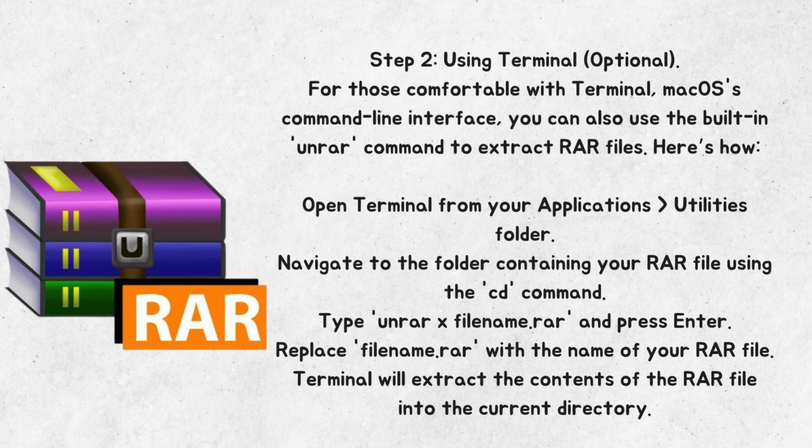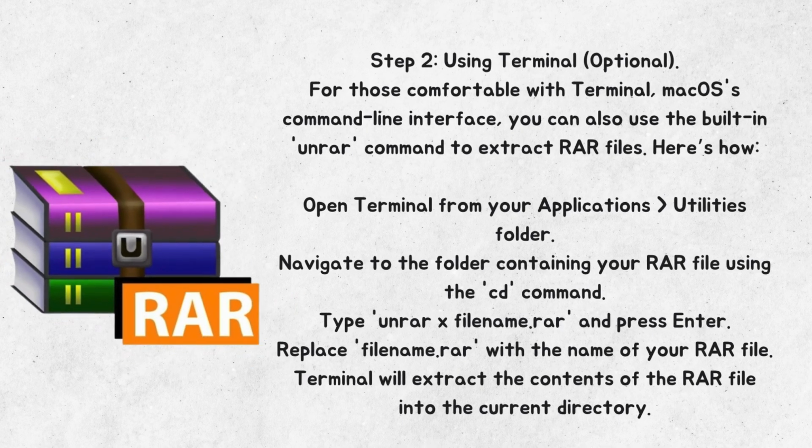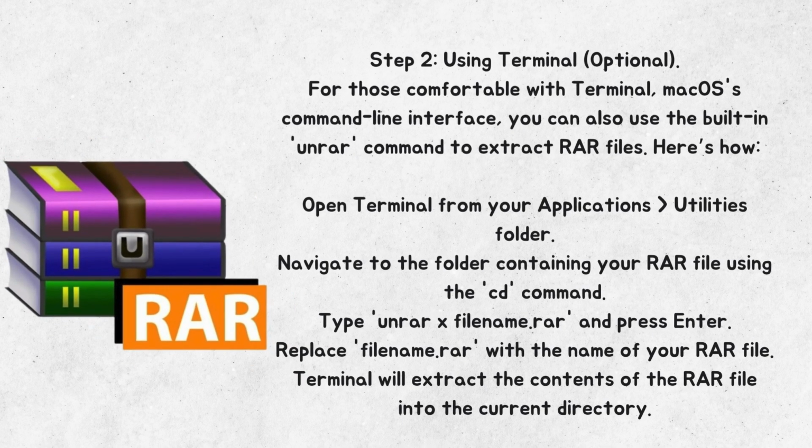Navigate to the folder containing your RAR file using the cd command. Type unrar x filename.rar and press enter. Replace filename.rar with the name of your RAR file. Terminal will extract the contents of the RAR file into the current directory.